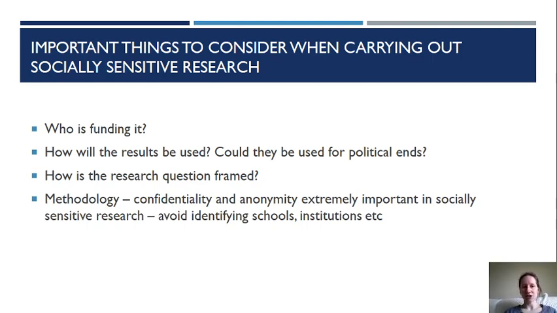Methodology. Before you conduct socially sensitive research, you must consider really important ethical issues, confidentiality and anonymity. So if you've conducted something to do with social classes, you must avoid identifying any schools or institutions because people may be identified. Equally, there can be really bad implications for the schools or the institutions involved when the research is published, so that's really important.